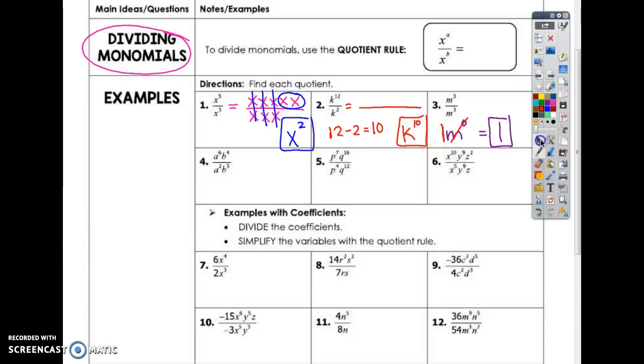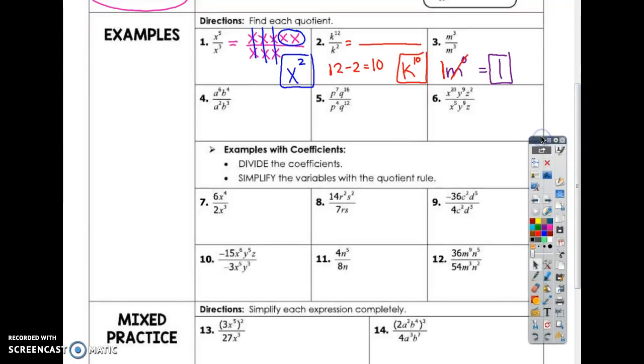Let's do number 6. If I have 20 x's on top and 5 x's on bottom, and I subtract them, 20 minus 5, how many do you have left over? 15, right? So that's x to the 15 power, and it stays on top because the bigger number is on top. What about the y's? I have 9 on top, 9 on bottom. So there's no more y's, it's just the 1 in the front. 9 minus 9 equals 0 y's. If you want to put it up there, you can. y to the 0 power.